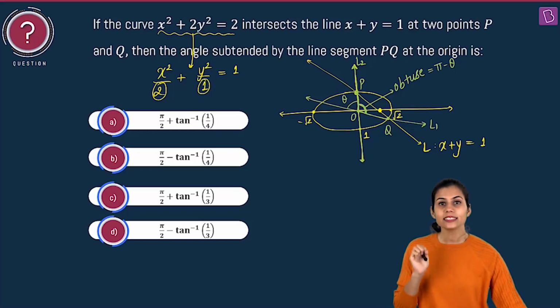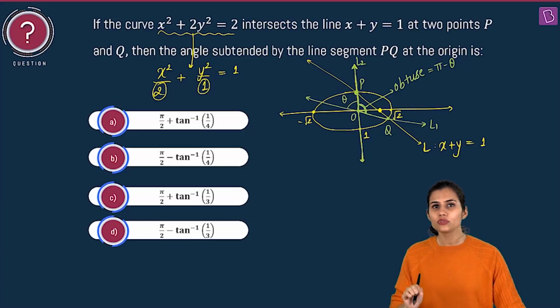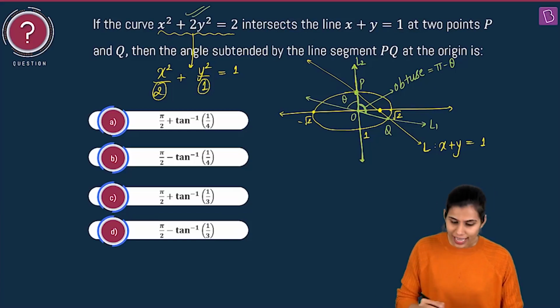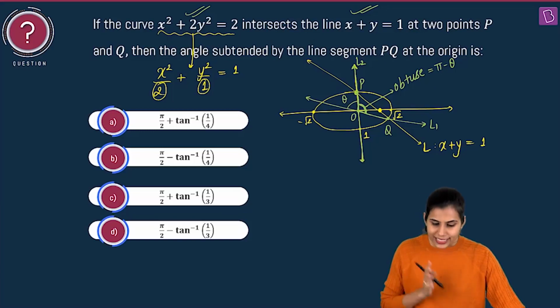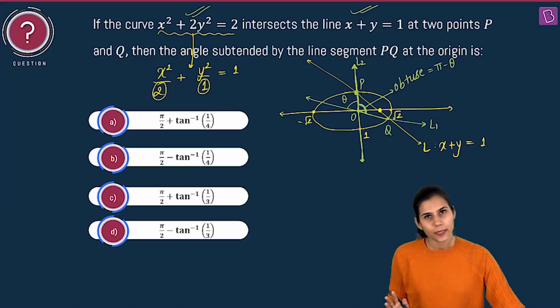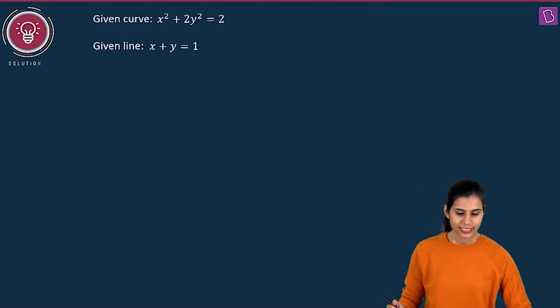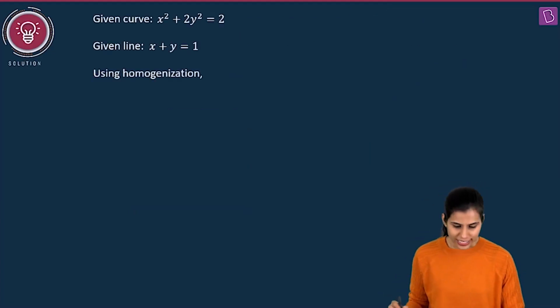But in here, in this setup, you can clearly recall the usage of homogenization. Isn't it? You have a 2-degree curve and you have a line which is intersecting that curve at 2 distinct points. Yes, using the method of homogenization, you can actually get the combined equation of the two lines L1 and L2. And that is the agenda. So let's use the concept of homogenization.